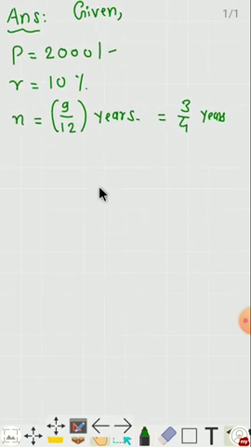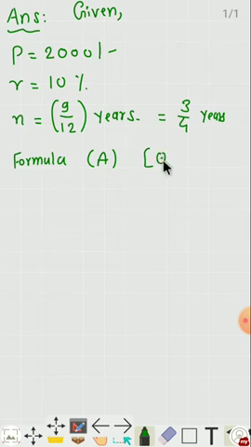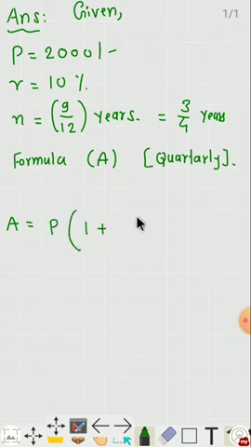Now, we will find the amount which we get after n years when the interest is calculated on a quarterly basis. The formula for the amount when interest is calculated quarterly: A is equal to P into bracket 1 plus R divided by 4 into 100, raised to the power 4n.